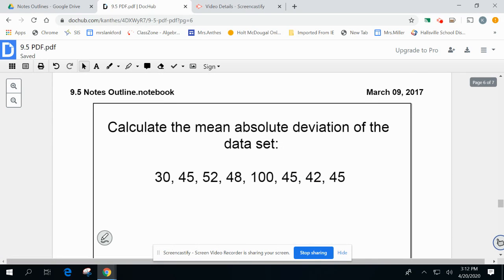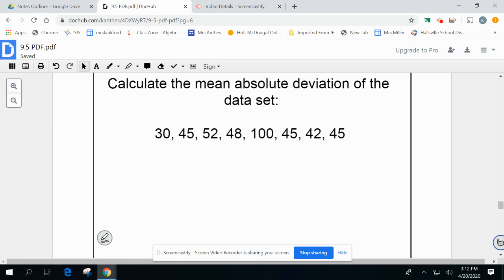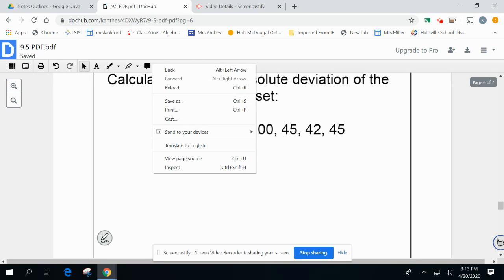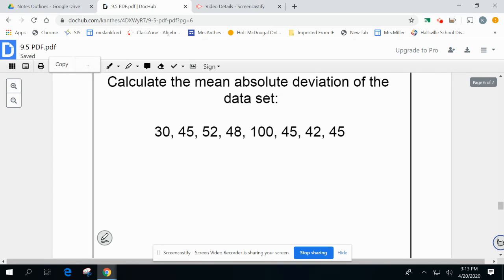Okay, so we're going to calculate the mean absolute deviation of the next set of numbers. The first thing we have to do is find the mean. So I'm going to add all of them up, and I get 407 divided by 8, and that gives me 50.875. Okay, so here's the super annoying part. I have to include the whole entire decimal when I am calculating this.